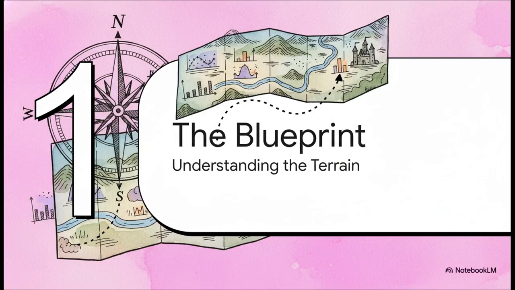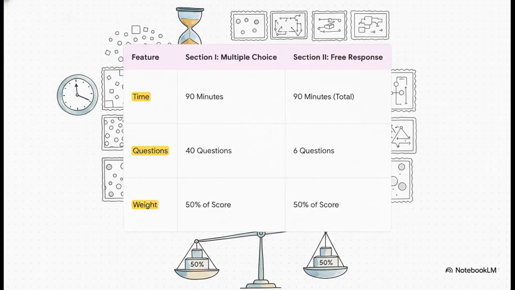You know, to win any game, you have to know the map, right? So this first part is all about understanding the terrain of the AP Stats exam. And this right here shows you just how perfectly balanced the exam is. It's literally split into 2 equal halves. You get 90 minutes for 40 multiple choice questions, and then another 90 minutes for just 6 free response questions. And look at that. Each section is worth exactly 50% of your score, so balance is totally key here.